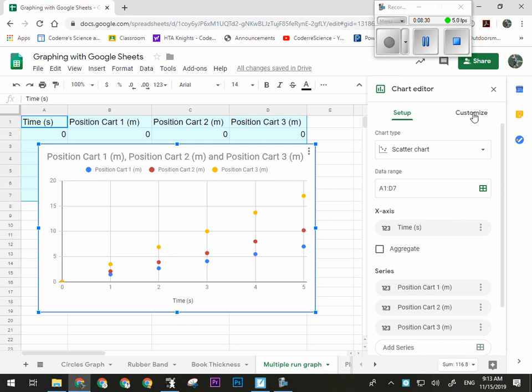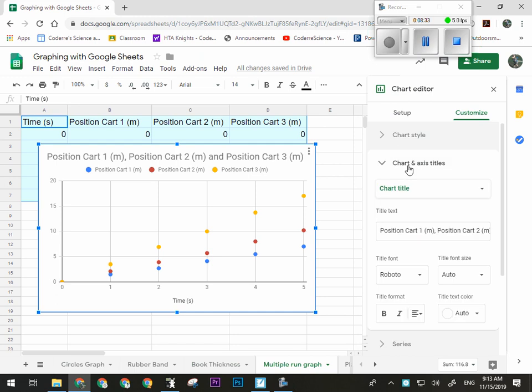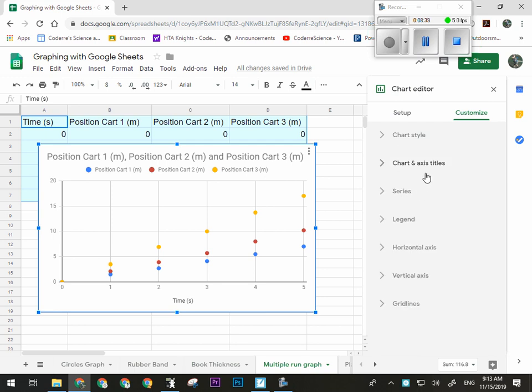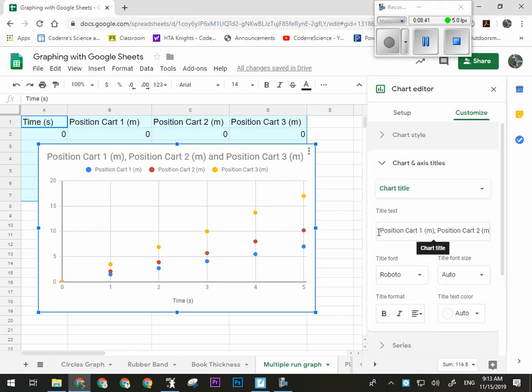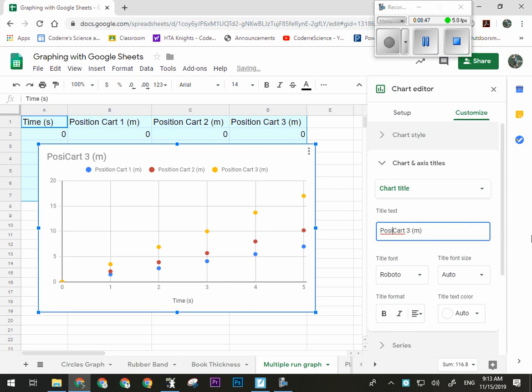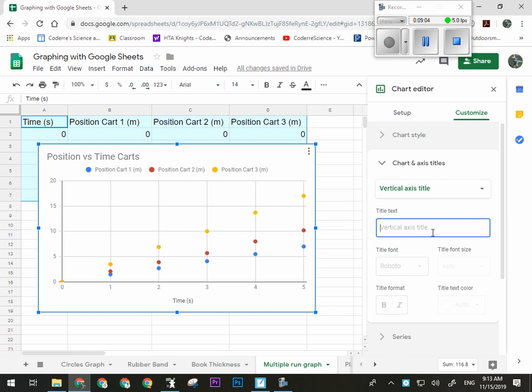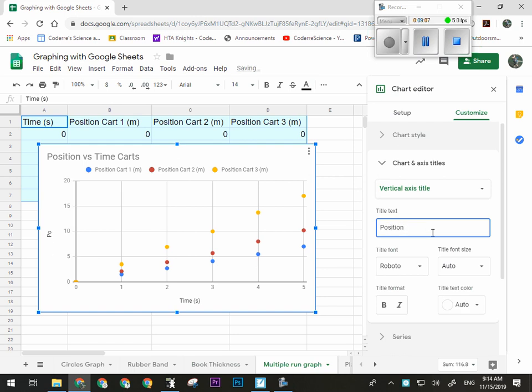So we'll go to Customize and make sure that we get our proper titles in there. In fact, I'm going to change the title here so that it's not position cart 1, blah, blah, blah, but that it is position versus time for carts. Then I'll make sure that I've got my vertical axis title, so the y-axis, that's the position, meters. Would you lose marks on a graph if you didn't have those? Yes, you would.